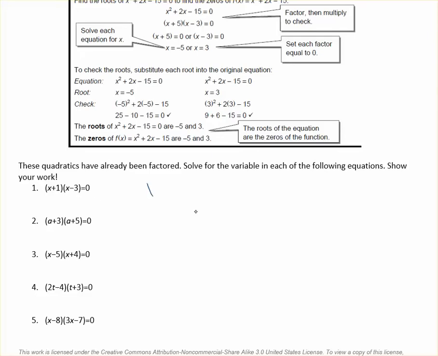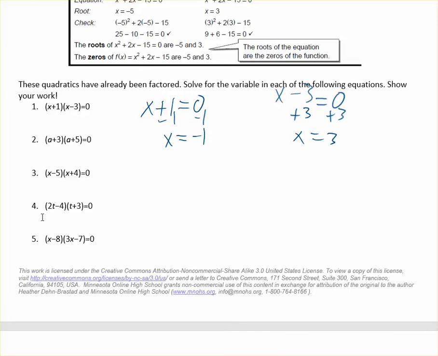So one of the equations would be x plus 1 equals 0, and the other one would be x minus 3 equals 0. And you solve each of these equations to find your two answers for x. So in the first one, I got x equals negative 1, and my second one, I got x equals 3. Both of those are answers, and you would write both of those as answers for number 1. If you get a problem like number 4 and 5 where there's a number in front of the x, that means it's going to be a two-step equation when you use the zero product property.